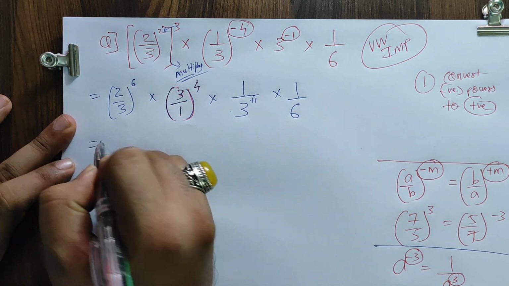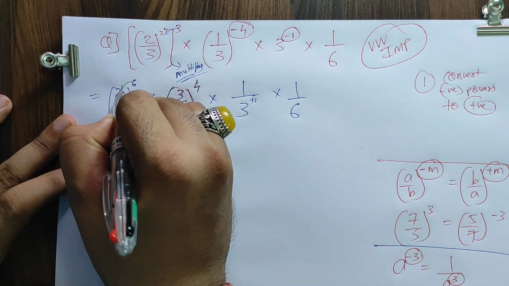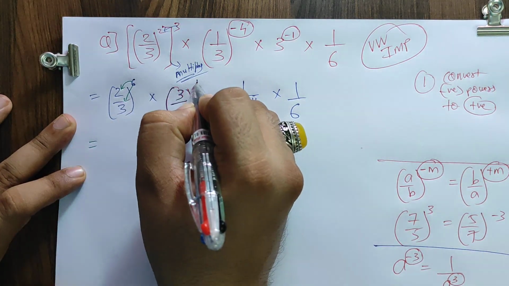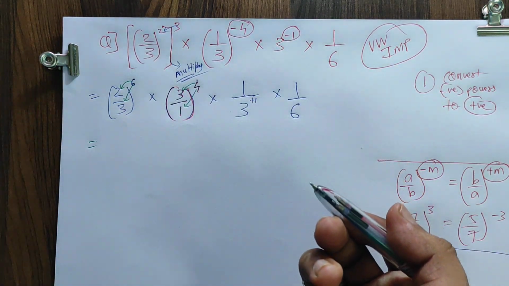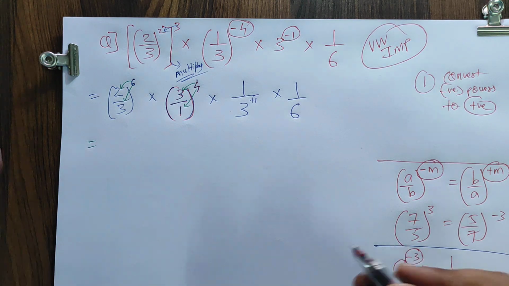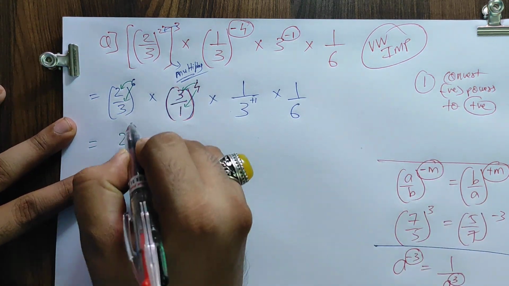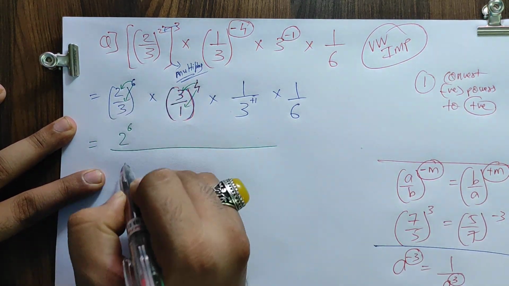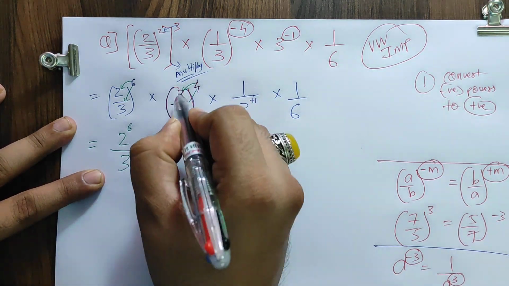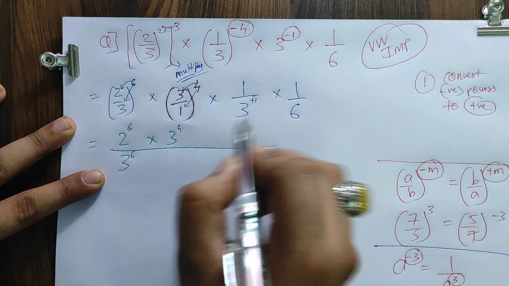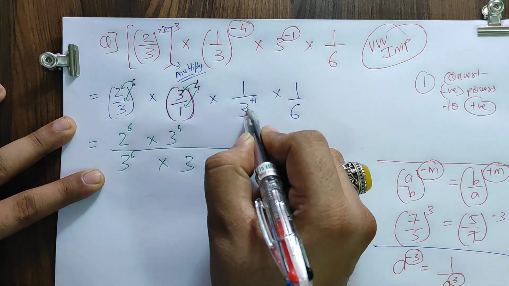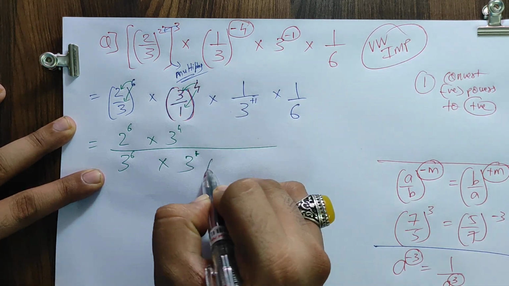Now see this, please. This 6 will go as a power of this 2 as well as this 3. The 4 will go as a power of 3. The 4 will of course go as a power of 1, but no need to write it because 1 raised to any number is 1 only. So this becomes 2 raised to 6. In the denominator I have 3 raised to 6 multiplied by 3 raised to 4, and 1 raised to 4 I'm not writing. This is 3 raised to 1, no need to write the 1, into 6.